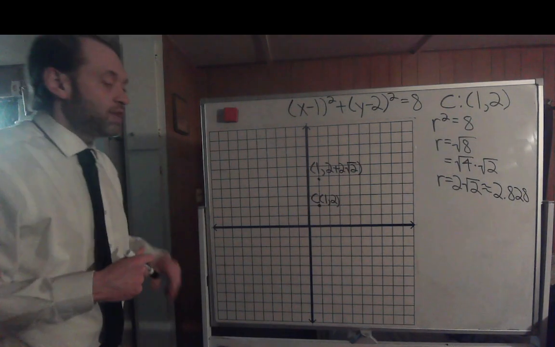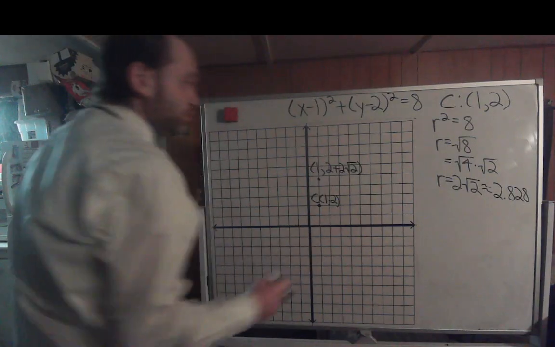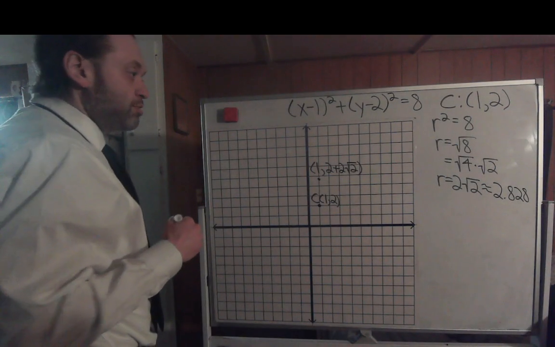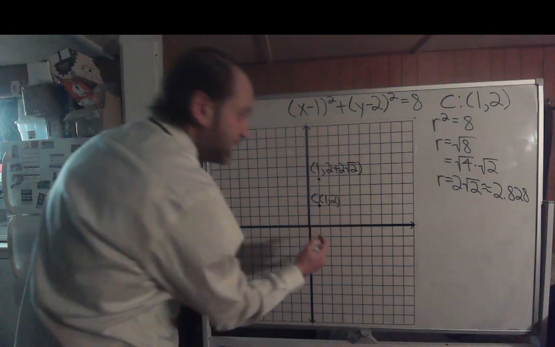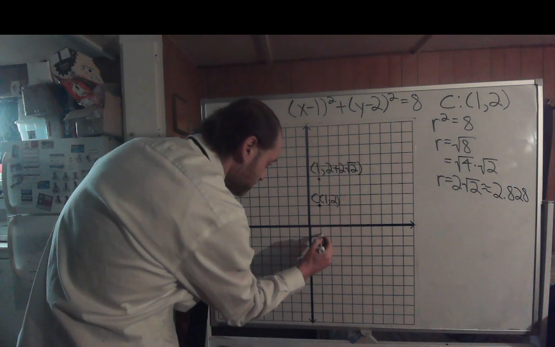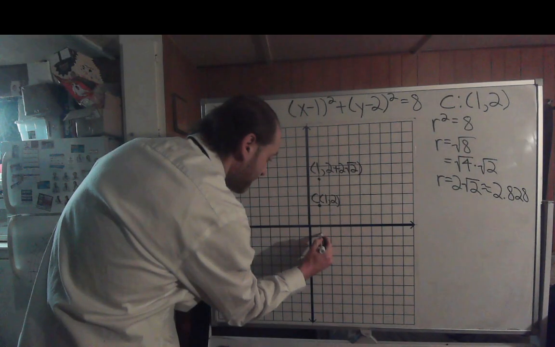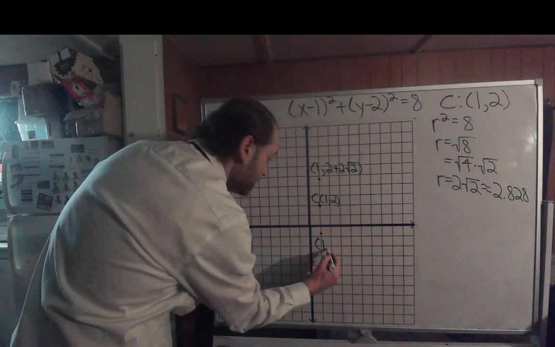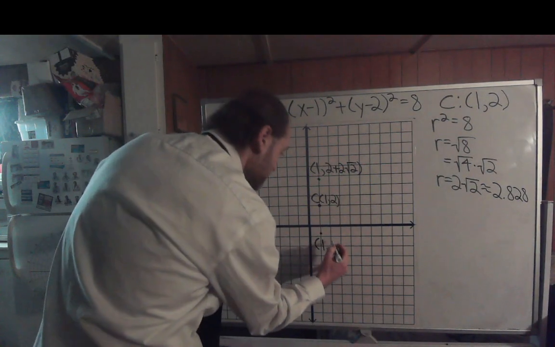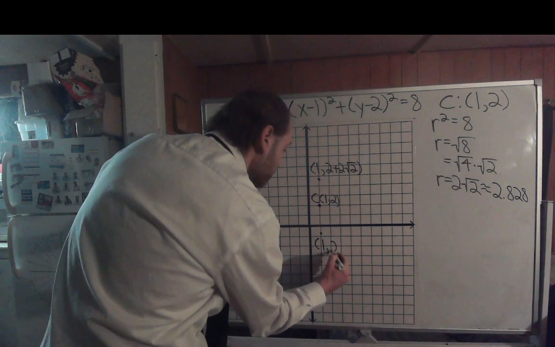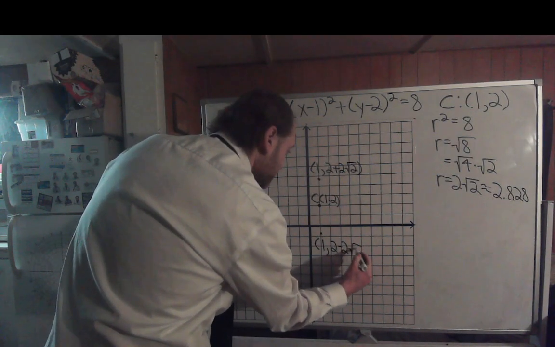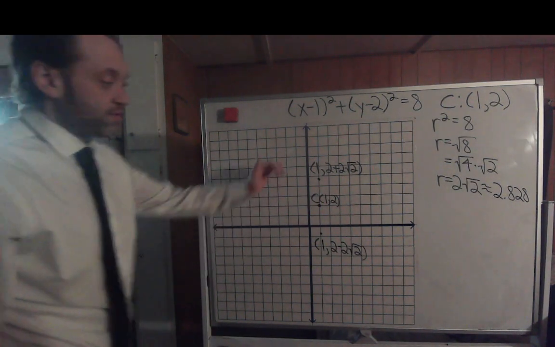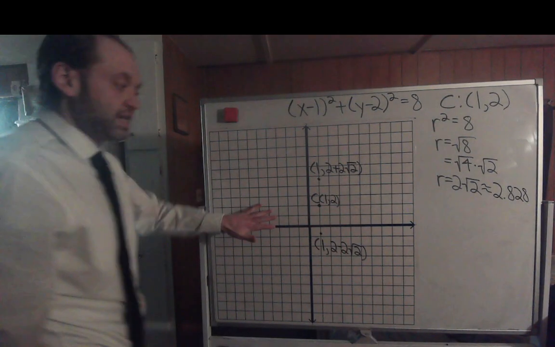Now let's go below that many units. So let's go below 2. So that would put me at about 1, negative 0.828. So right about there. So this wound up being the point 1 because my x coordinate was left alone. Then 2 minus 2 times the square root of 2. So there's my one vertex there. So now we've gone above and below. Let's go to the left and to the right.